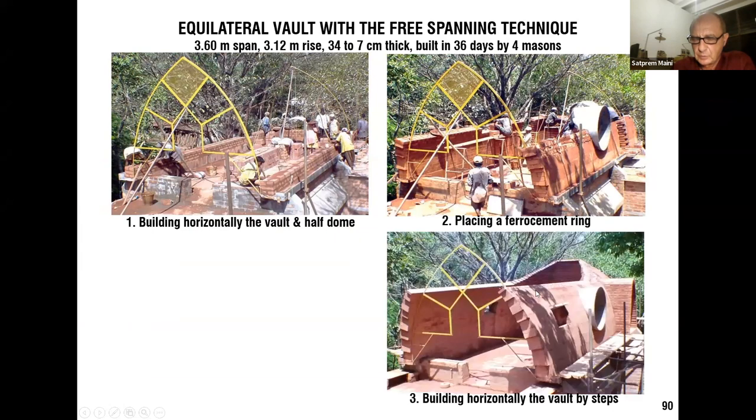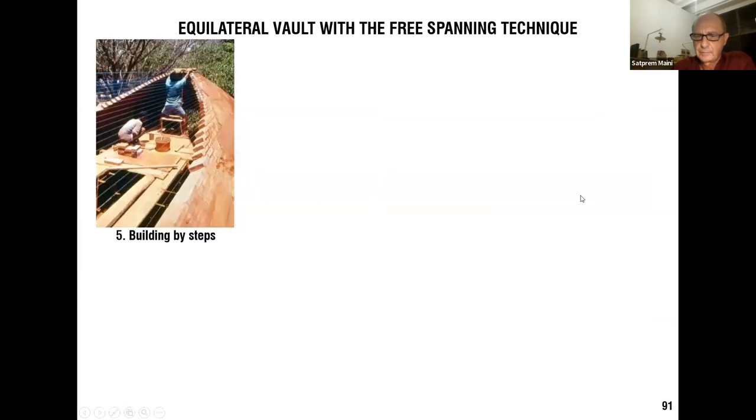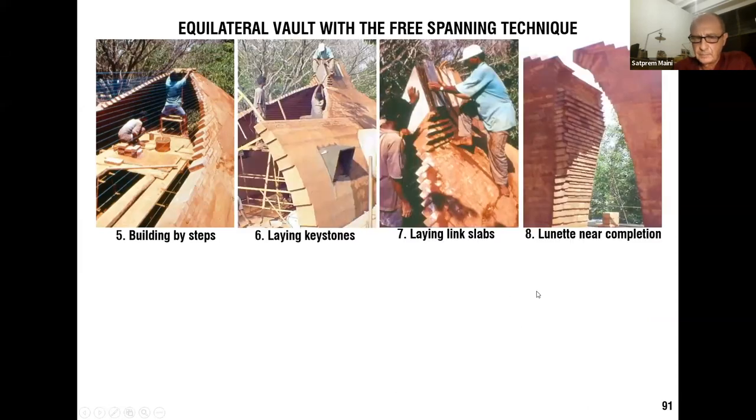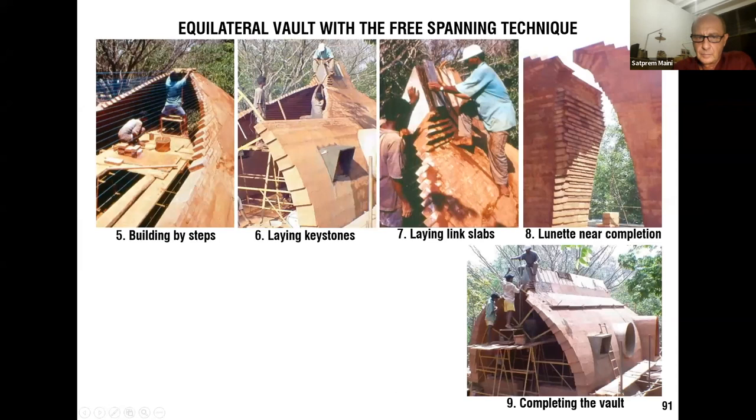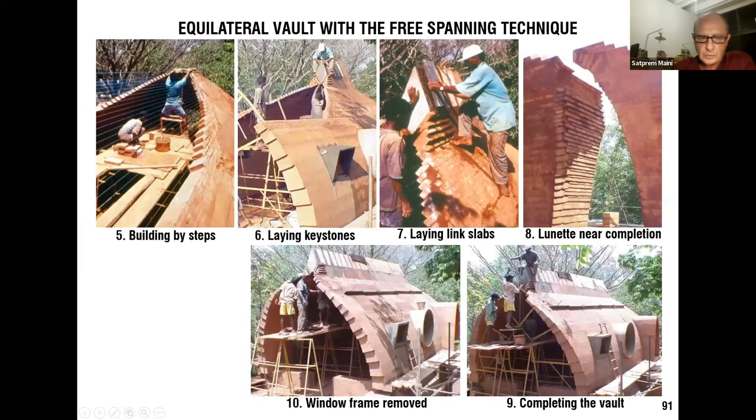So we stop, it was still horizontal, but we build by steps now. For stability reason when you build. Then we put the first keystones. So we have the mason preparing the keystone here. The lunette, which is cobbling inside. Then finishing the vault, we remove the window frame and finish with the straight edge here. This was built in 36 days. This is my living room.